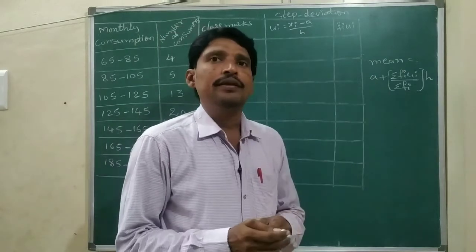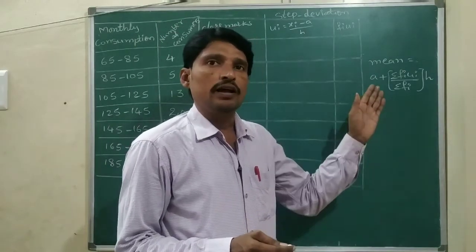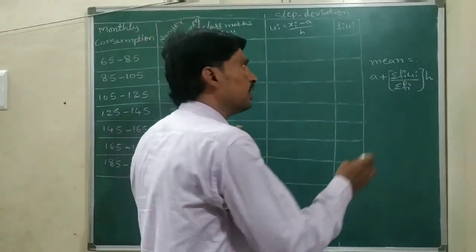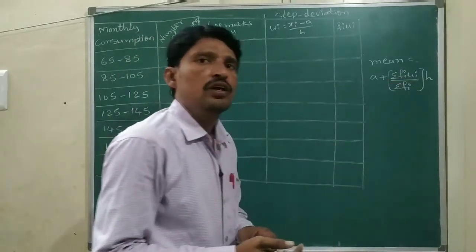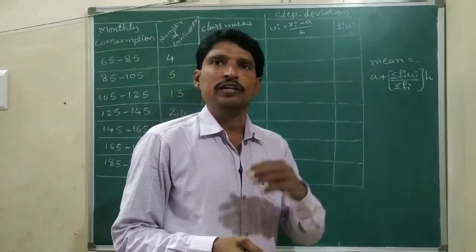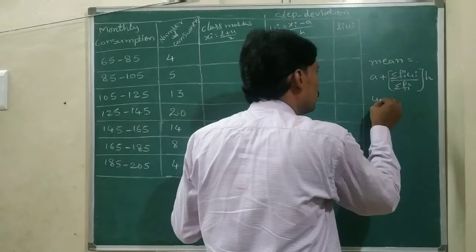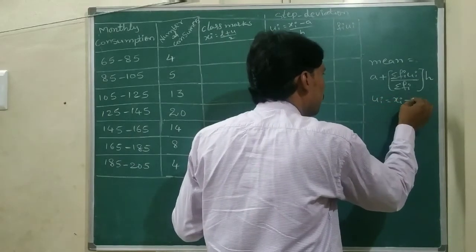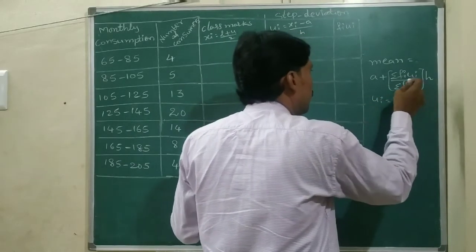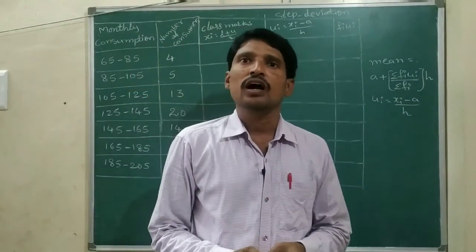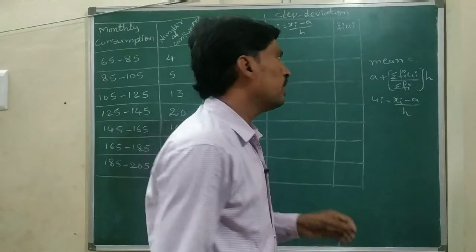What is A? A means assumed mean. So in the class marks we are assuming one value. Next, Fi means frequency of the respective class intervals. Next, Ui, we know the formula: Ui equals Xi minus A by H. And sigma Fi means the total frequency, the sum of the frequencies.